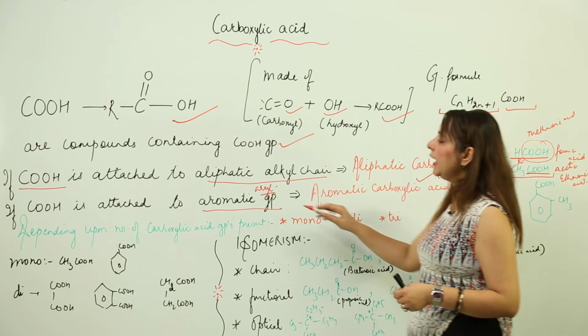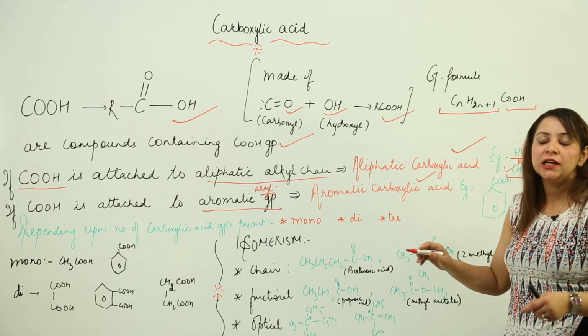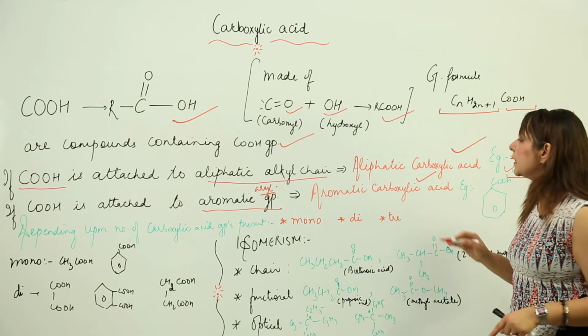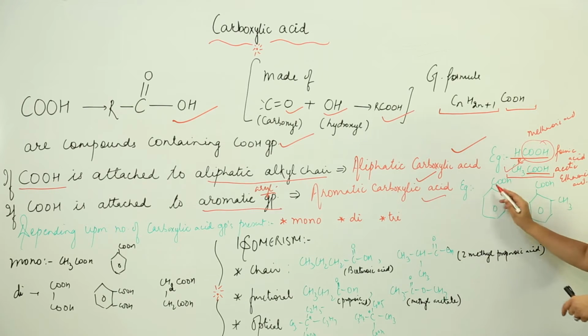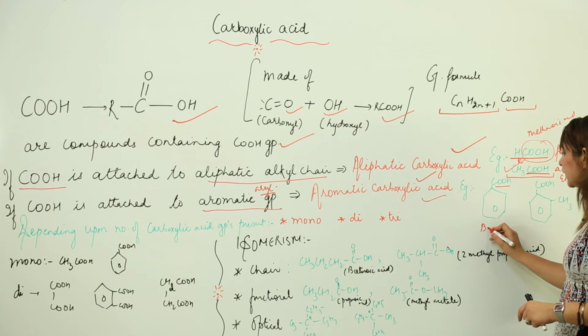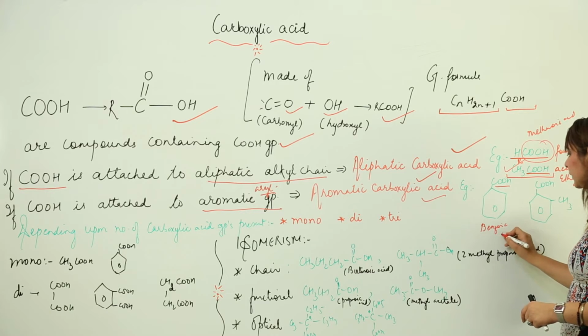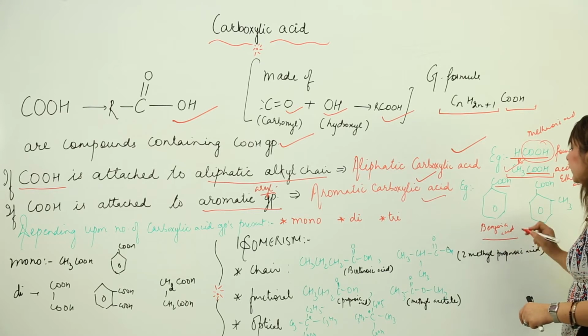Now if the carboxylic acid is attached to an aryl group, that means a ring-like structure occurs, then it is an aromatic carboxylic acid. Just look at the example. Suppose I have my benzene ring, and to this the carboxylic acid is attached. The name for this compound is benzoic acid.